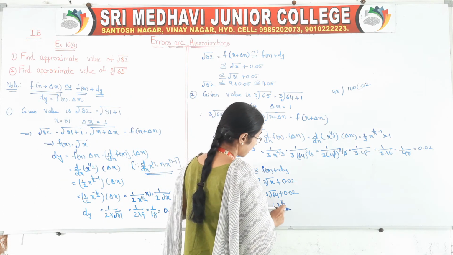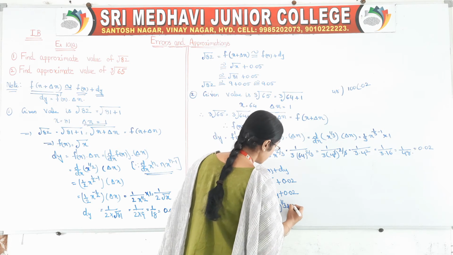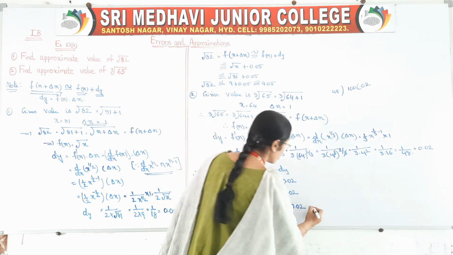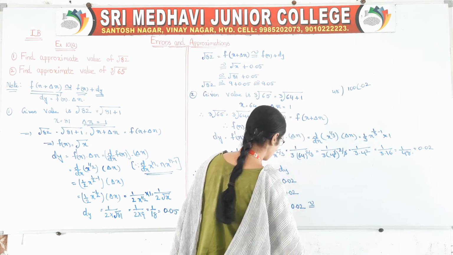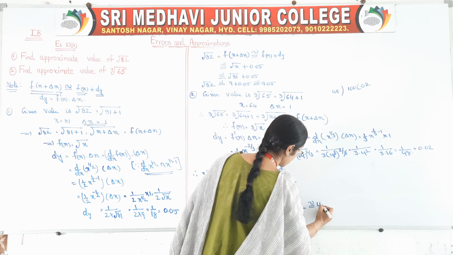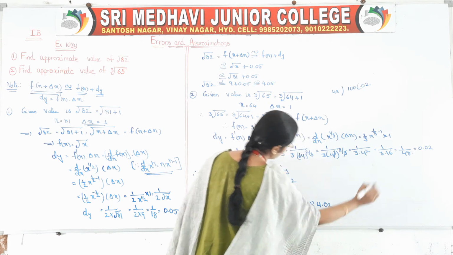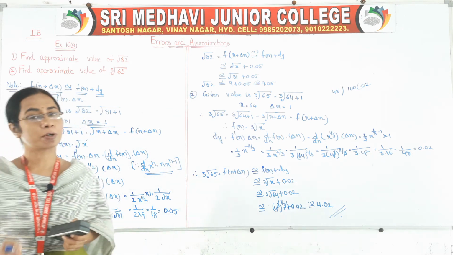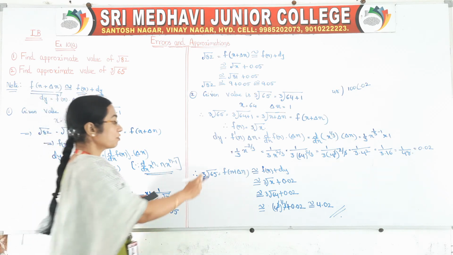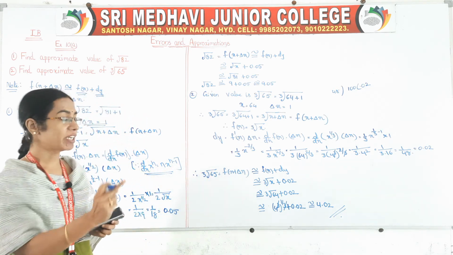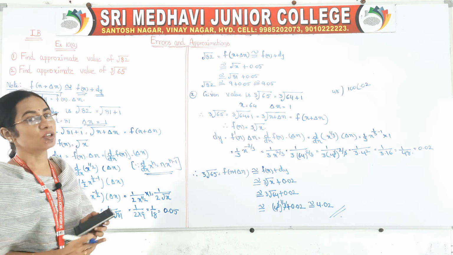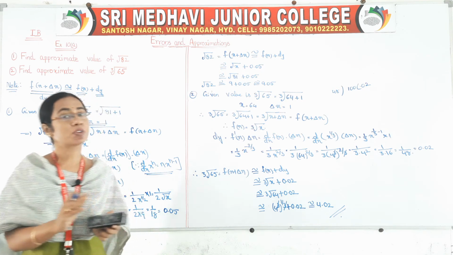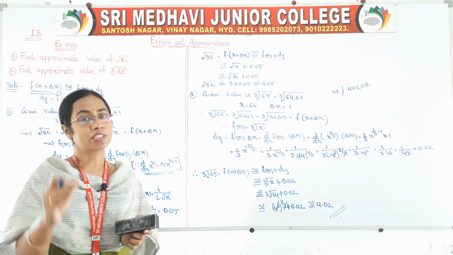And cube root can be taken as 1 by 3, plus 0.02. 3 cancel. So approximately equal to 4 plus 0.02, which means 4.02 is the answer. So cube root of 64 is 4, and cube root of 65 is approximately equal to 4.02. So whenever you get square roots or cube roots, this is the procedure to find their approximate values.